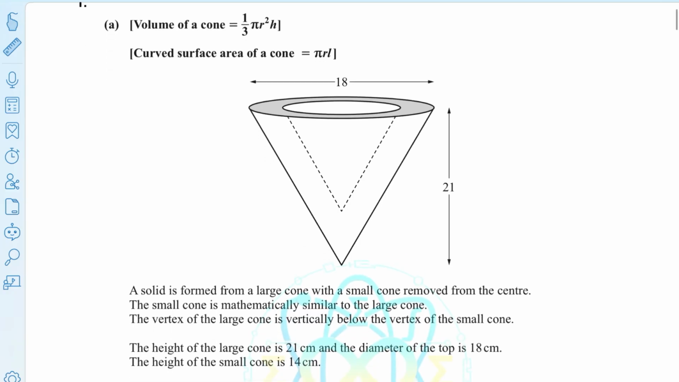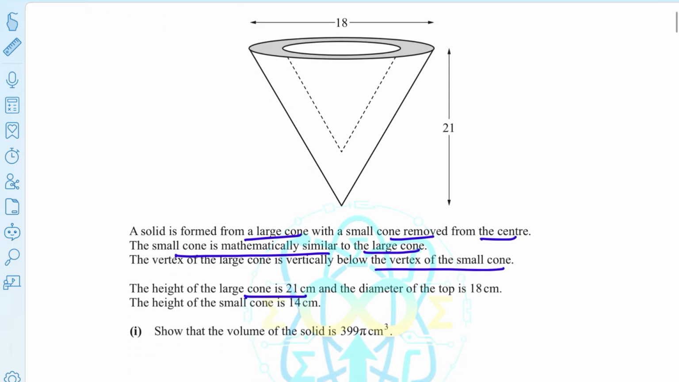The first question: given that a solid is formed from a large cone with a small cone removed from the center. The small cone is mathematically similar to the large cone. The vertex of the large cone is vertically below the vertex of the small cone. The height of the large cone is 21 centimeter and the diameter is 18 centimeter. The height of the small cone is 14 centimeter. Show that the volume of the solid equals 399 pi centimeter cube.